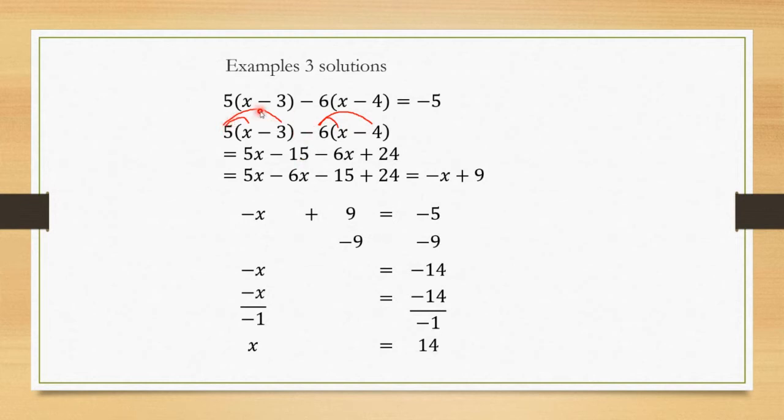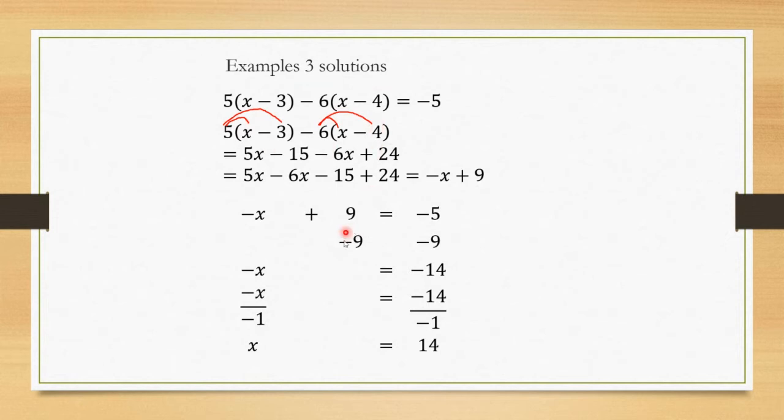So here what I'm trying to show you is that you can distribute to simplify. For the first product, 5 times x minus 3, you could distribute 5 and get 5 times x minus 5 times 3, which is 5x minus 15. Here, you'll have minus 6 times x. Don't forget the minus when you distribute. That's very important. And then you have minus 6 times minus 4, which is plus 24.